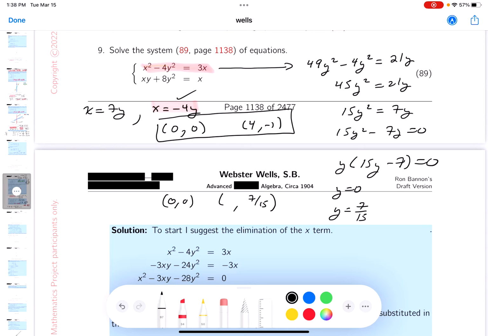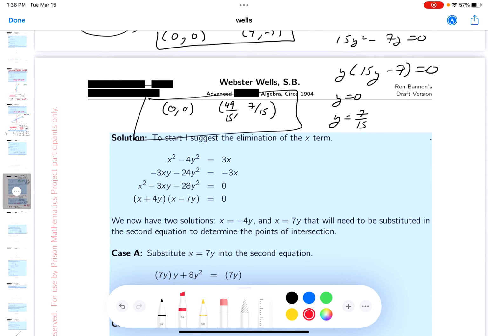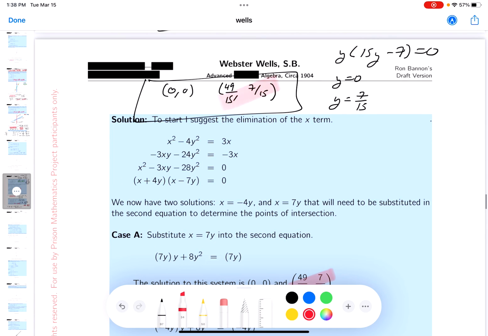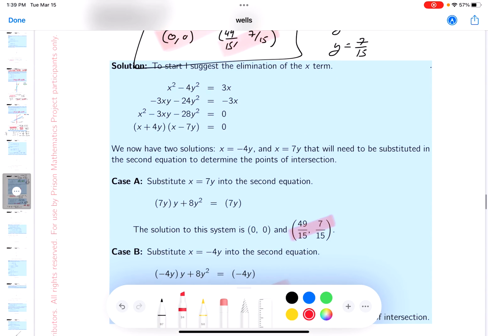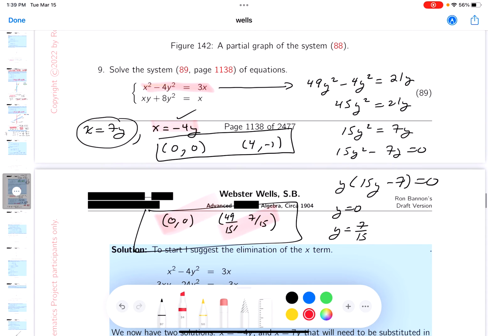Okay, how do you get the x? It's right over here. It's 7 times that number. So it's going to be 49/15. All right, I'm going to commit to this answer. Let's see if we got it right. I'm going to look at the key. And did they get this number? 49/15, 7/15. Yes. Did they get 0, 0? Yes. Did they get 4, minus 1? Yes, right over here. We're getting them all.